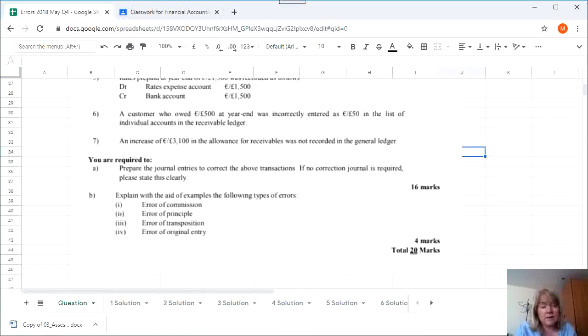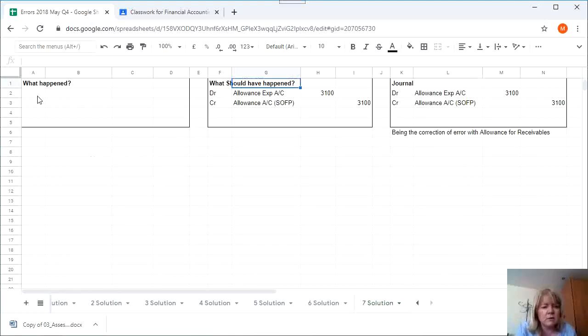Okay, so part 7 of this question tells me that an increase of 3,100 in the allowance for receivables was not recorded in the general ledger. So again, this is one that's very easy to do because first of all, it wasn't recorded, so in terms of analysis nothing has happened. So you're straight on to what should have happened, and that's also your solution.